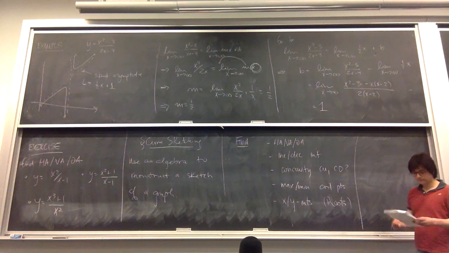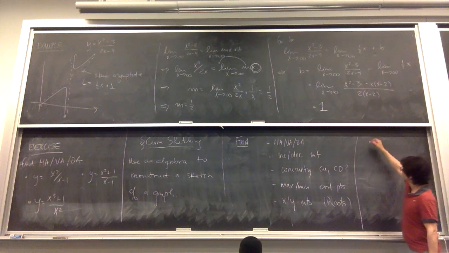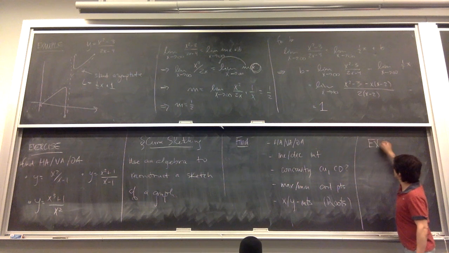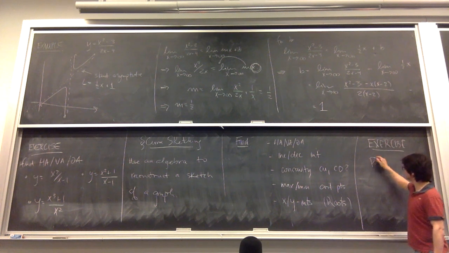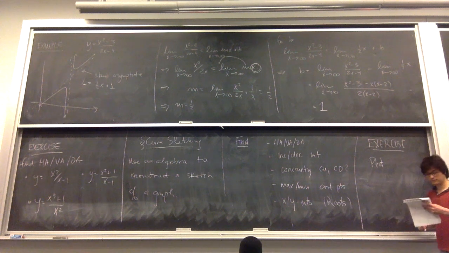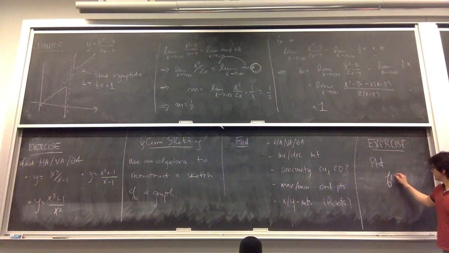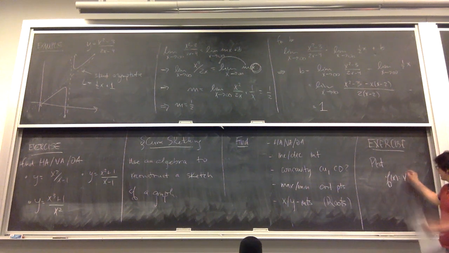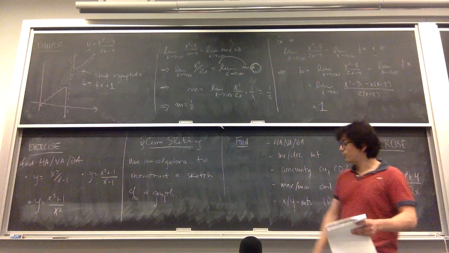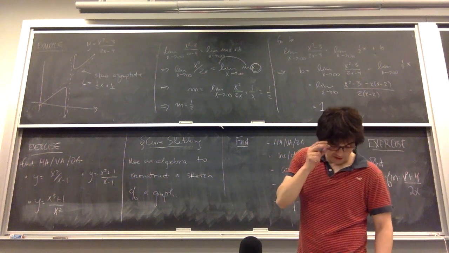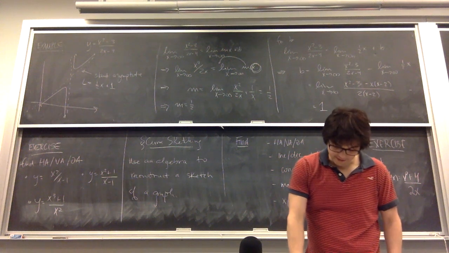Okay, so here's your questions. Very open-ended. Plot, our exercise. Plot f of x is equal to x squared plus 4 over 2x. Give it a try. I'm going to wipe down the boards, and then maybe we can do as much as we can in the remaining time.